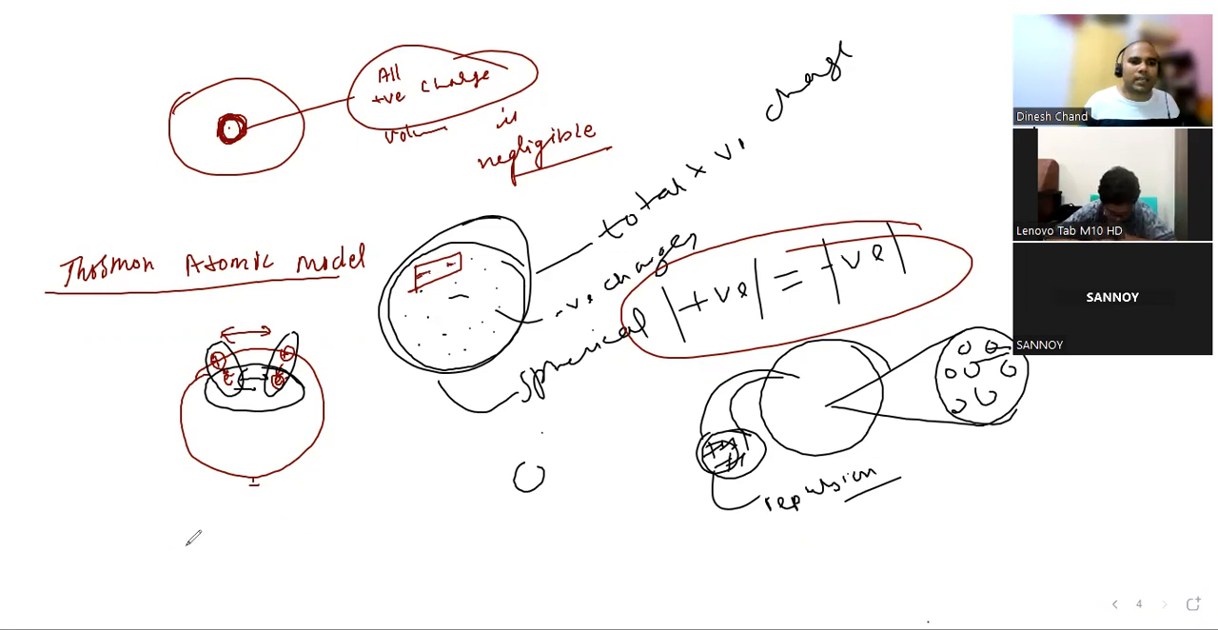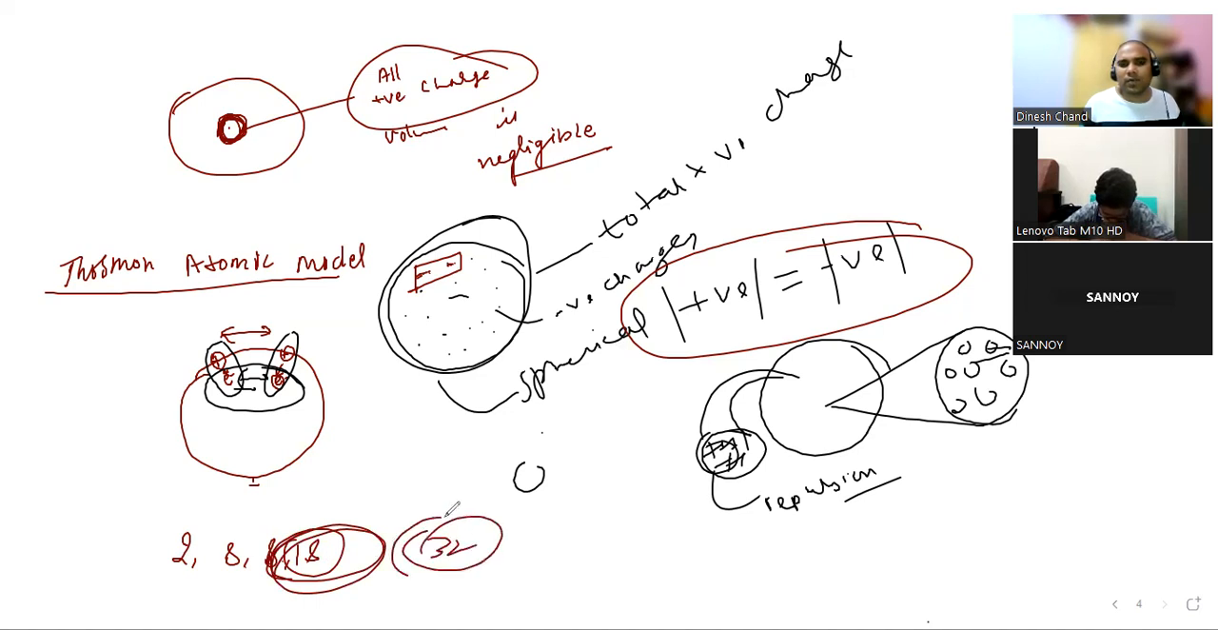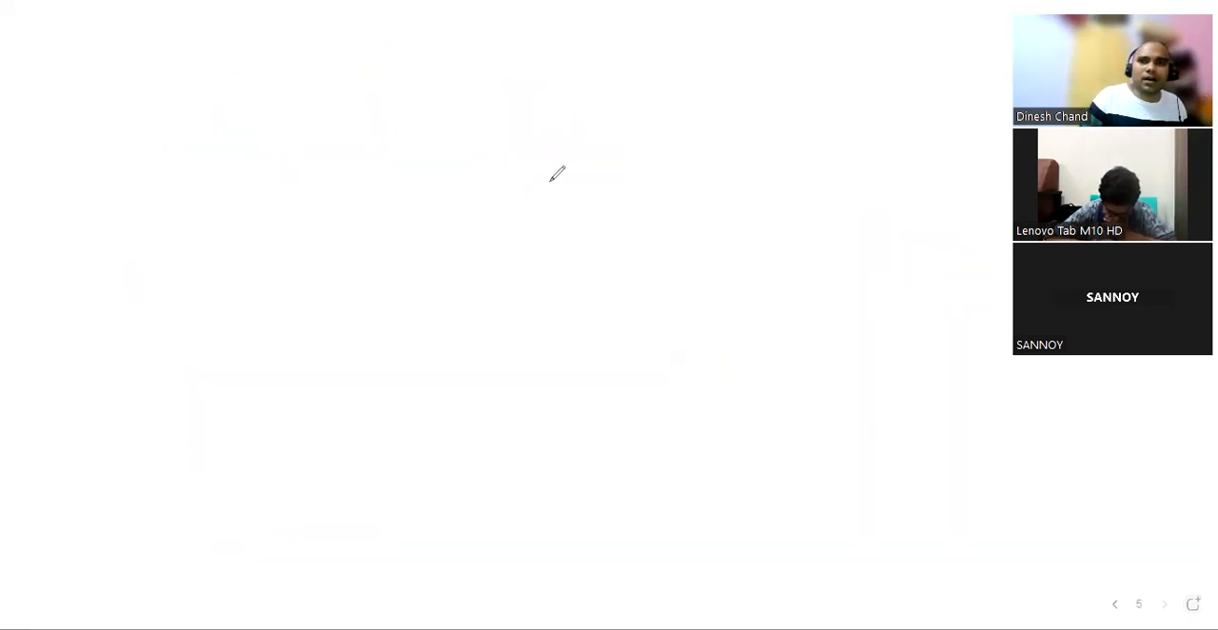See, even nowadays, what is the configuration? It is 2, 8, then 8, 18. So 18 is also there. Now 18 is the number, then it is also 32. These numbers are present in the same orbit. But that concept is not valid. That much is not valid. Okay.